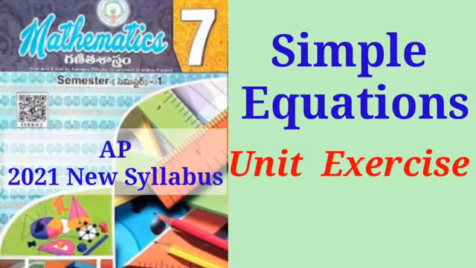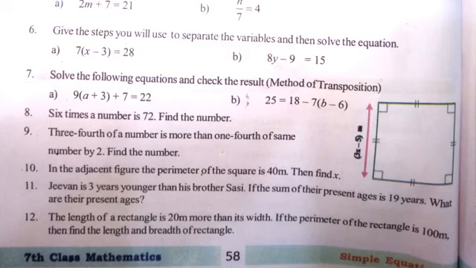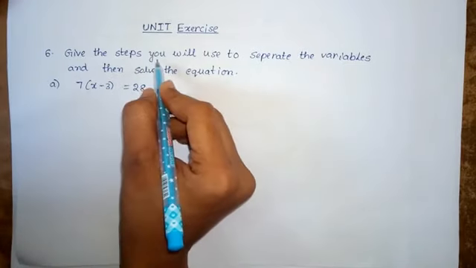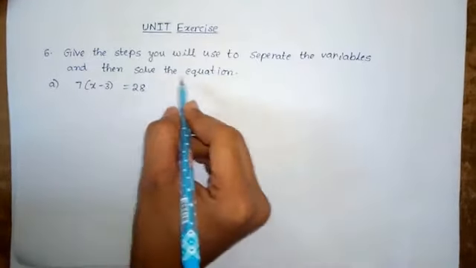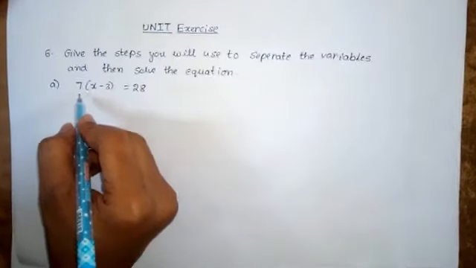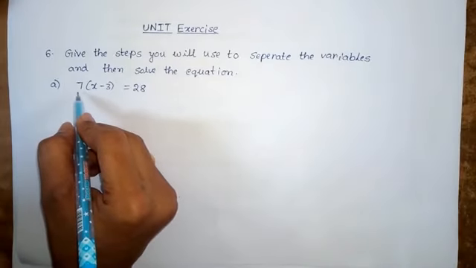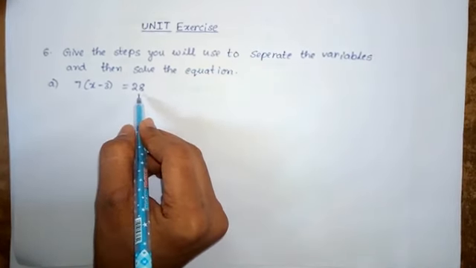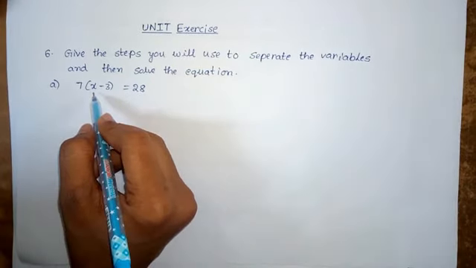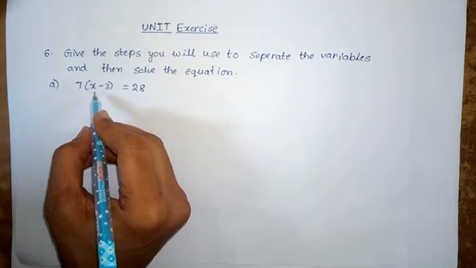Now I am going to explain 7th class 3rd chapter simple equations unit exercise. Give the steps you will use to separate the variables and then solve the equation. First one, 7 into x minus 3 it is equal to 28. Simplify this simple equation and find the x value by using separate the variables. So first write given equation.